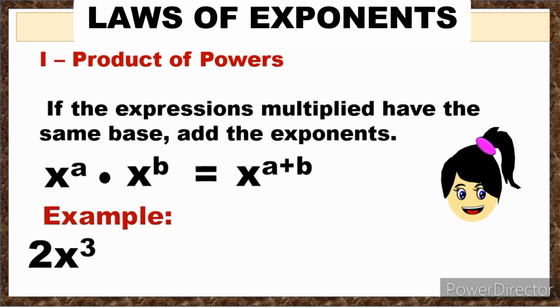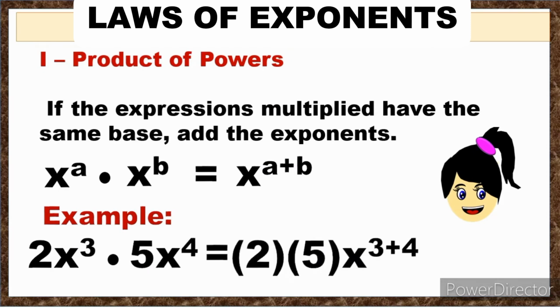Okay, example. We have 2x cubed times 5x raised to 4. In this example, we're going to multiply the numerical coefficient, which is 2 and 5. So now we have 2 times 5. And then we have the same variable x. So we're going to add their exponent. We have 3 plus 4.